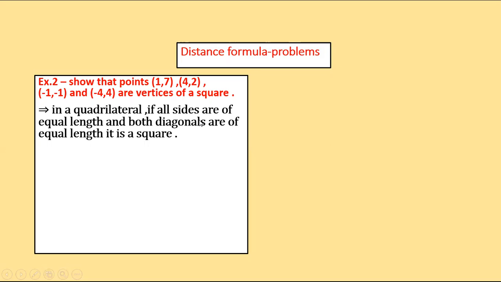We know that a square is a quadrilateral. In a quadrilateral, if all sides are of equal length and both diagonals are of equal length, such a quadrilateral is said to be a square.